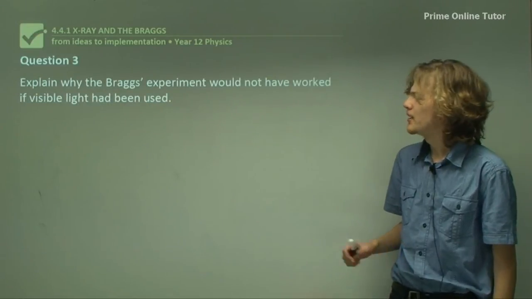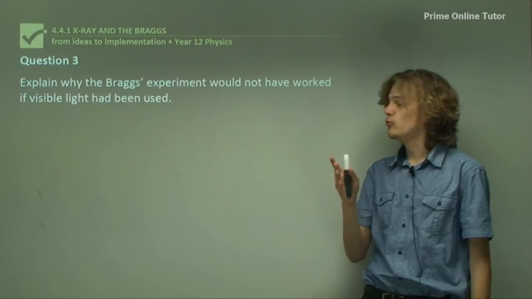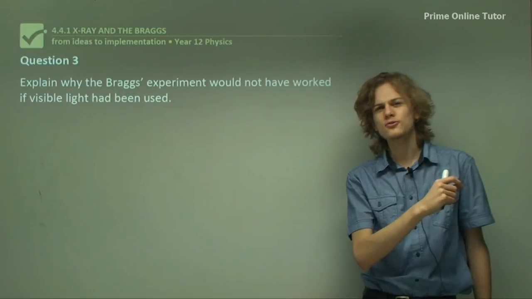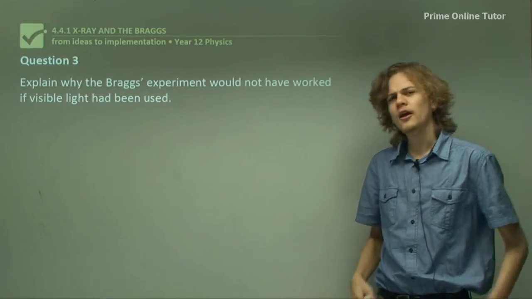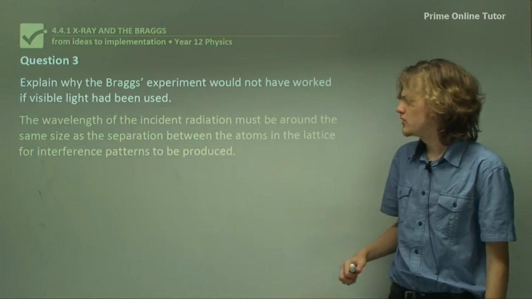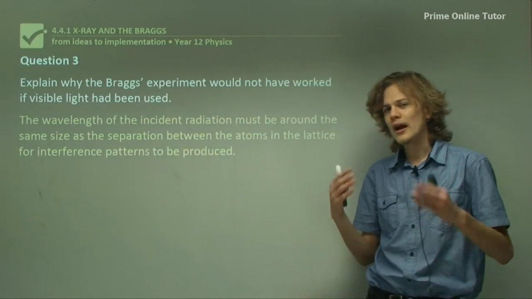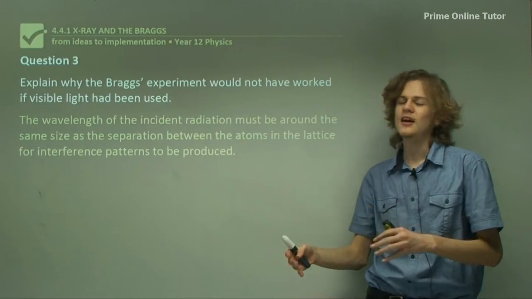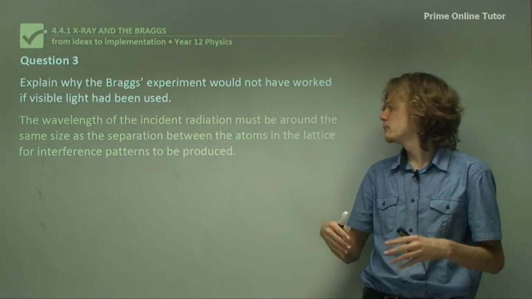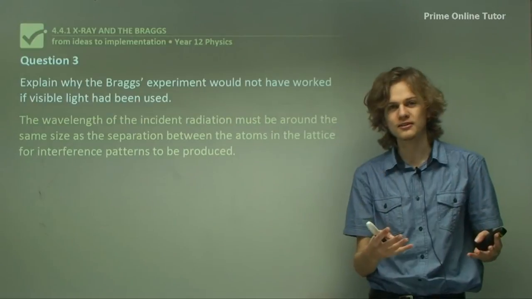Question 3. Explain why the Bragg's experiment would not have worked if visible light had been used. And this sort of relates to question 1. So the answer that I'm looking for here is something like this. The wavelength of the incident radiation must be about the same size as the spacing between atoms in the diffraction lattice.